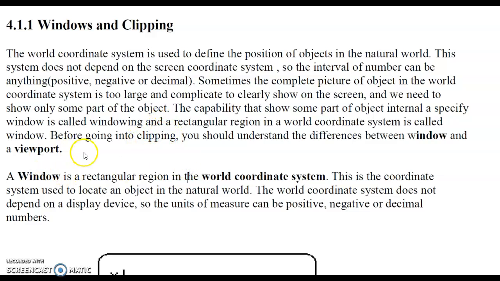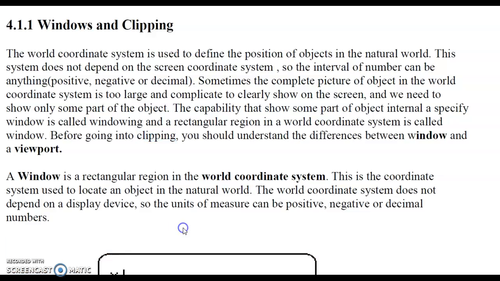And what a viewport is: if I want to select this window and move it, I cannot move it. But in a viewport, I should be able to select this and move it anywhere I want. Once I have selected this window and clipped it, all the rest of these things will vanish because they are outside the clipping window. Then I can move my window anywhere. That is known as the viewport coordinate system.